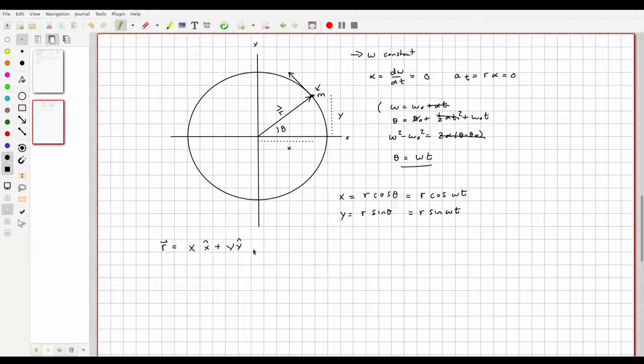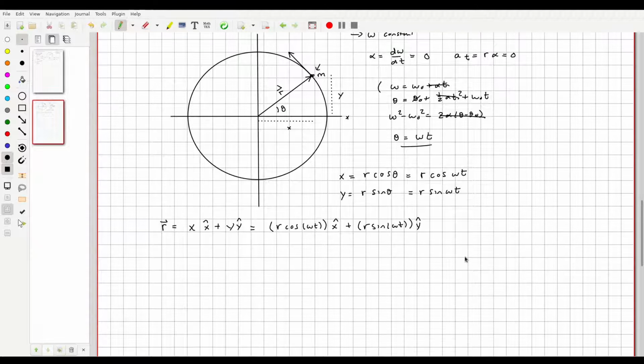Okay. So what we have here is r cosine omega t x hat plus r sine omega t y hat. So this right here would describe the position of this thing as it goes around in a circle. Once again, assuming that our initial angle is 0, and we're experiencing uniform circular motion.